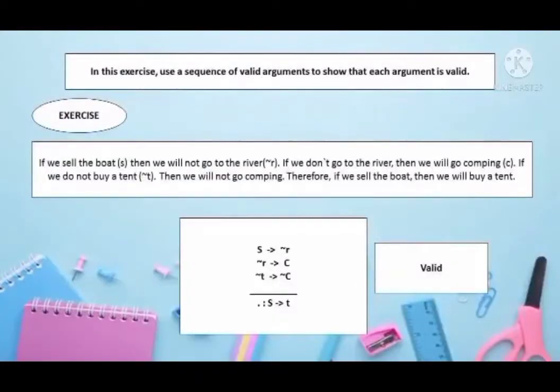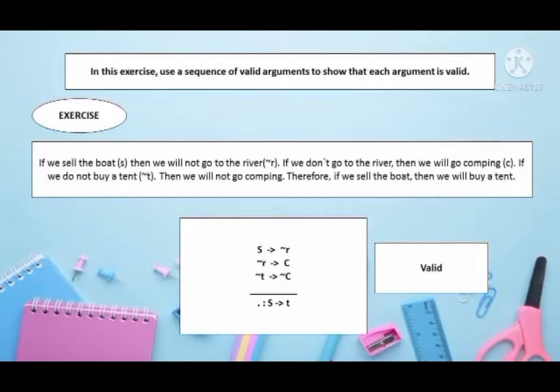For the last exercise, use a sequence of valid argument to show that each argument is valid. So, in this exercise, if we sell the booth, S, then we will not go to the river, negation R. If we don't go to the river, then we will go camping, C. If we do not buy a tent, negation T, then we will not go camping. Therefore, if we sell the booth, then we will buy a tent.